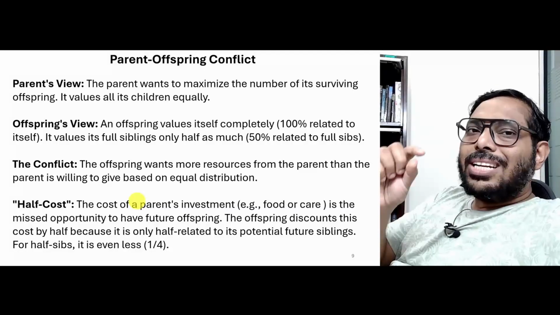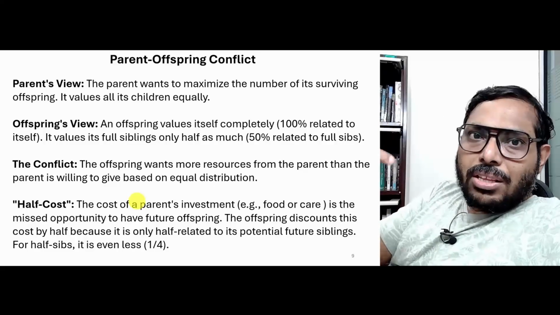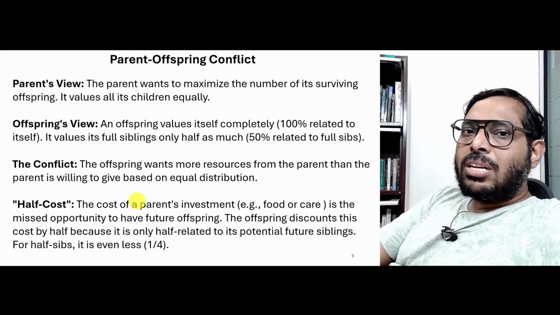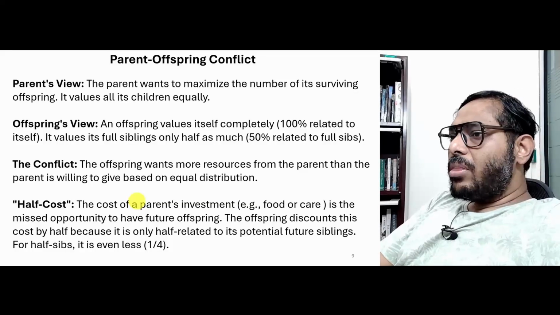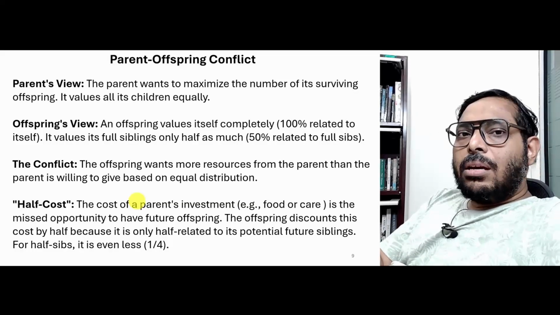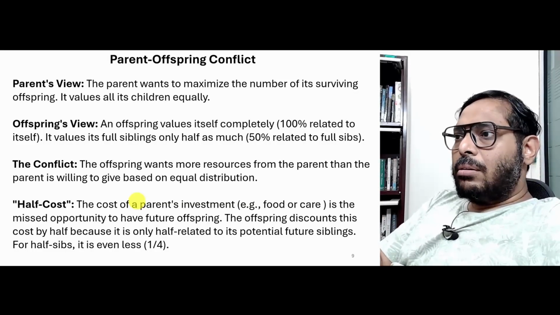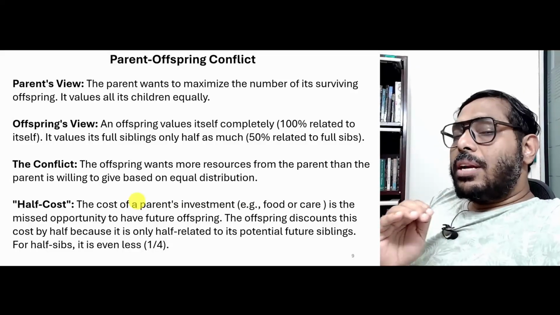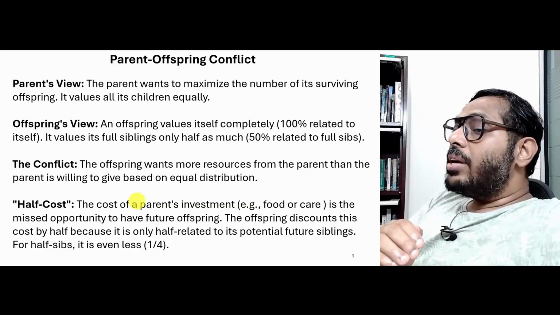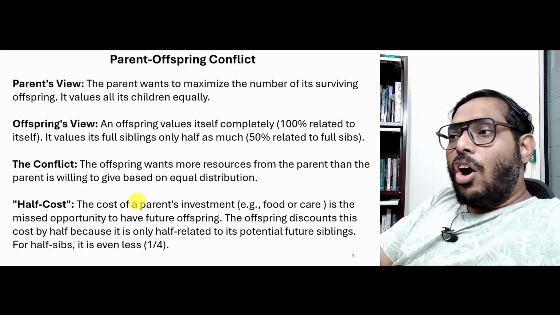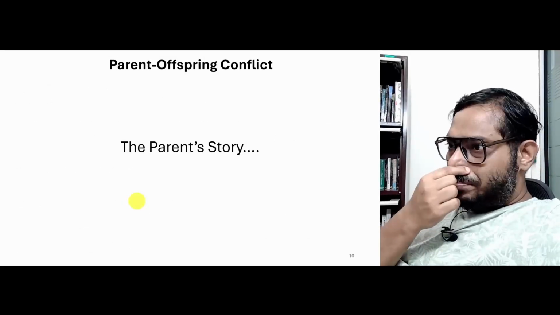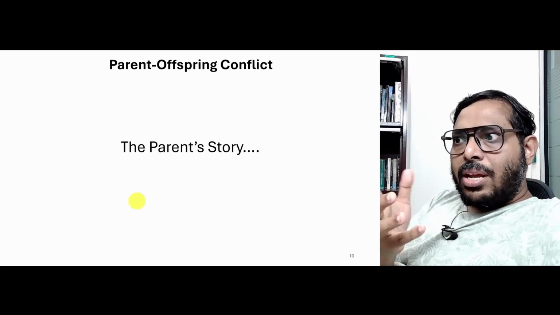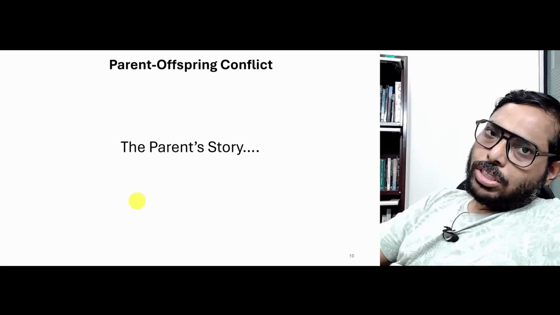And therefore, because it is discounting the cost that the parent is paying, the offspring wants the parent to invest more and more. So this is the crux, the basis because of which the evolutionary interest of the parent is very different from the evolutionary interest of the offspring. So obviously, you can see that there is a parent side of the story here and an offspring side of the story here.